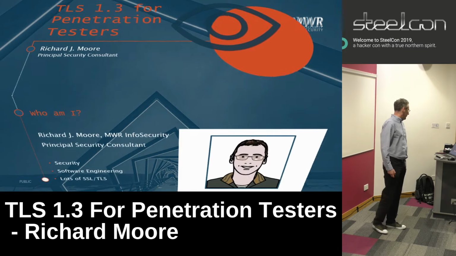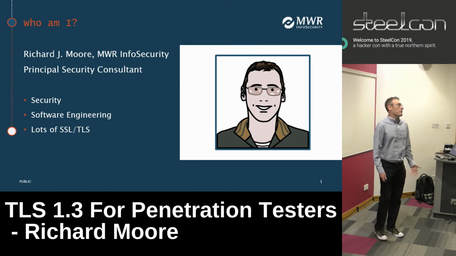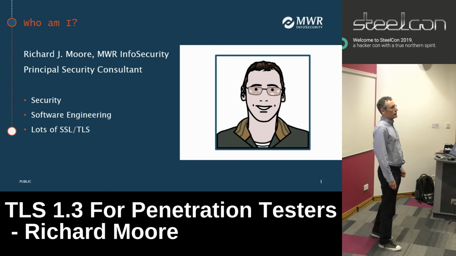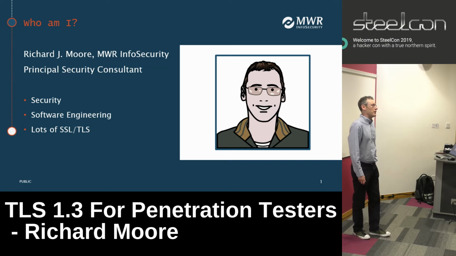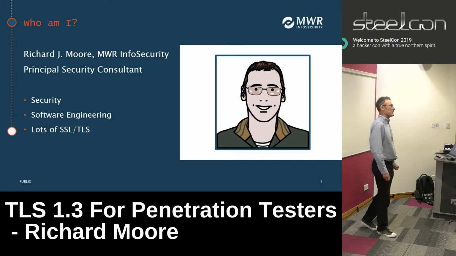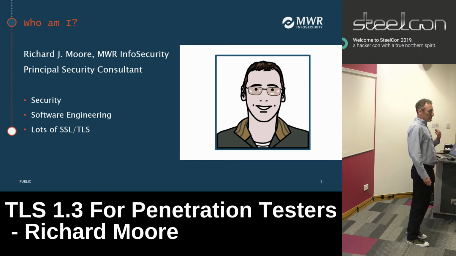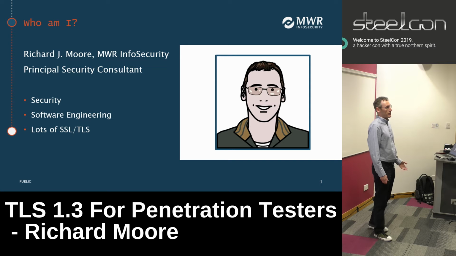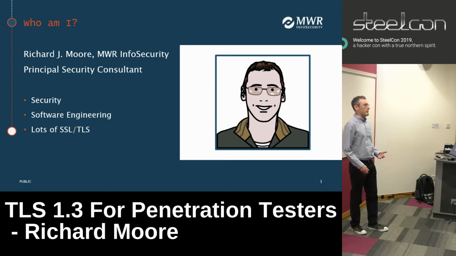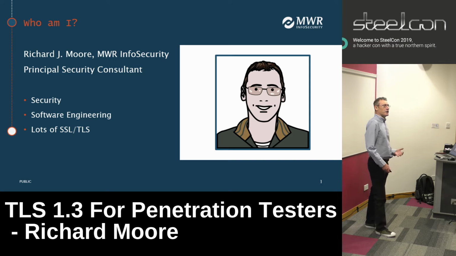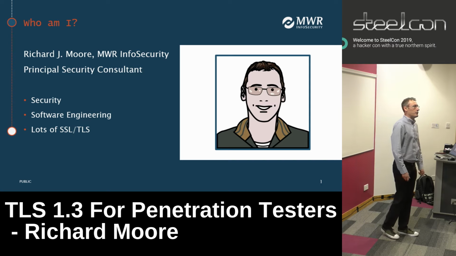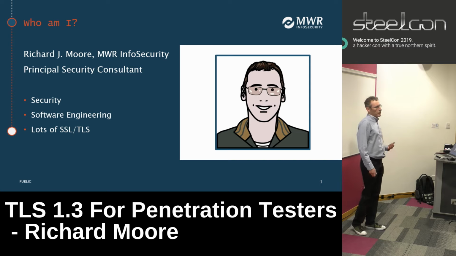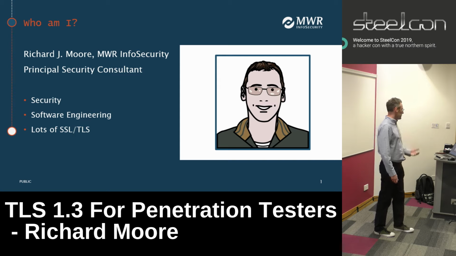So let's start off with who I am. My name is Richard Moore, and I'm a consultant at MWR. I've been working in security for a depressingly long time, and almost everyone seems to be younger than me. I've worked a lot with SSL and TLS. I've committed to OpenSSL. I've written a Python implementation. I've written tooling for testing it, and bored the life out of many people. I've also talked about it at conferences like the BSides Manchester conference and released a bunch of tooling.